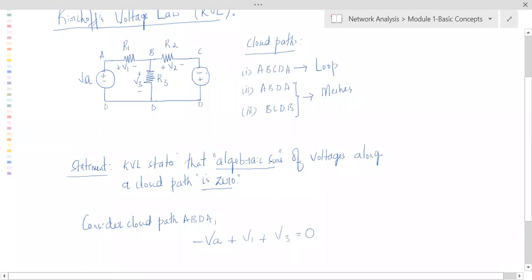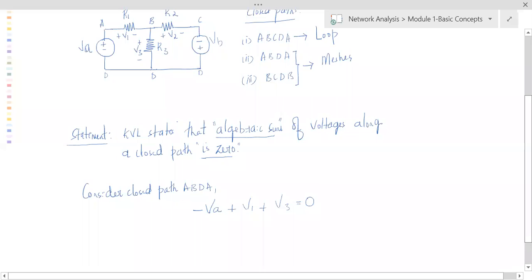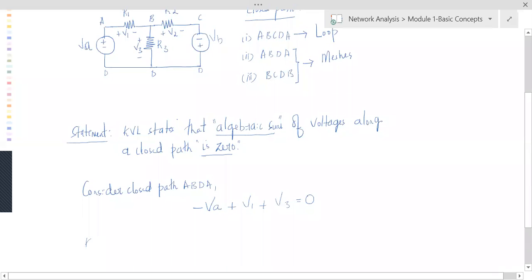So this is VB. Can you apply KVL to the path BCDB? Everybody do that yourself and check whether you have learnt or not. Write the KVL to this. How many voltages are there? 1, 2, 3. Again, the algebraic sum of these 3 voltages should give you 0. Can you write that yourselves fast?